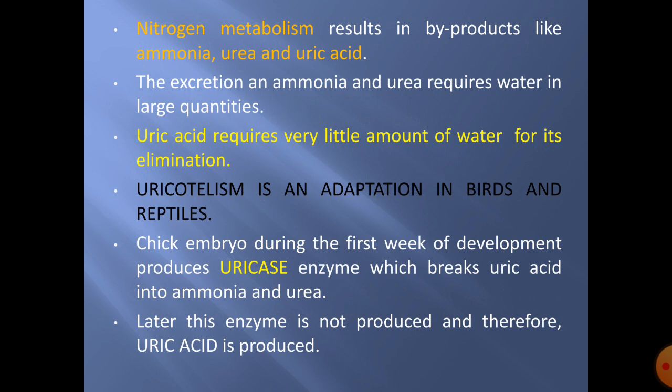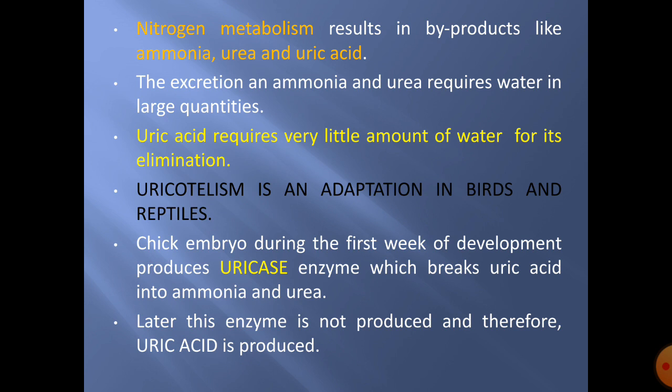Nitrogen metabolism results in byproducts like ammonia, urea and uric acid, as I was telling you. The excretion of ammonia, of the three, requires large quantities of water, so it is ruled out in the case of cleidoic eggs. Then next comes urea, which also requires water but not to the extent of ammonia, but cleidoic eggs cannot afford even that much water.